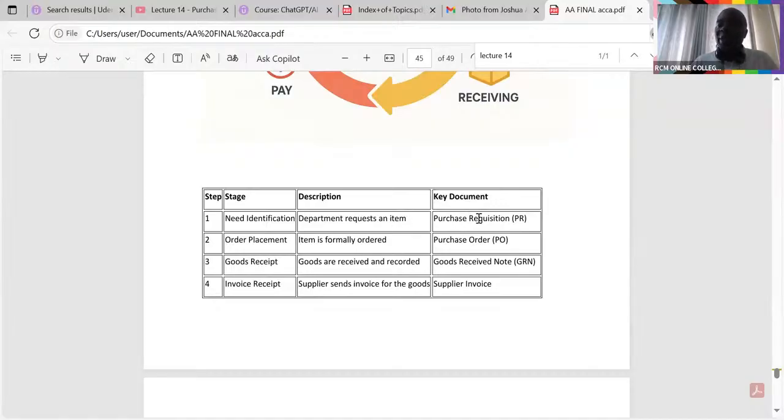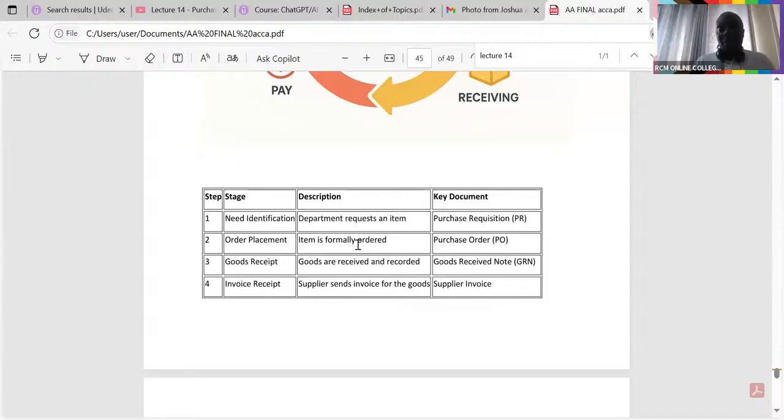Which key document do we expect from the department which is requesting? It is a purchase requisition. Of course, the procurement manager will help them to put this up. Order placement. So when you place an order, you have been able to formally order the item. Yeah, that is the description. And what is the document?